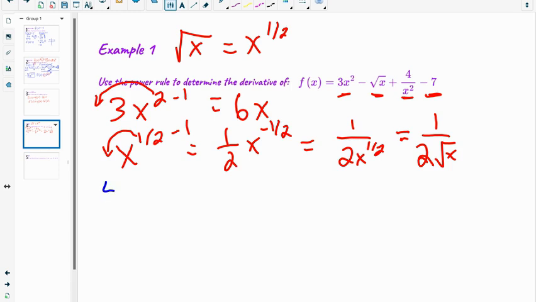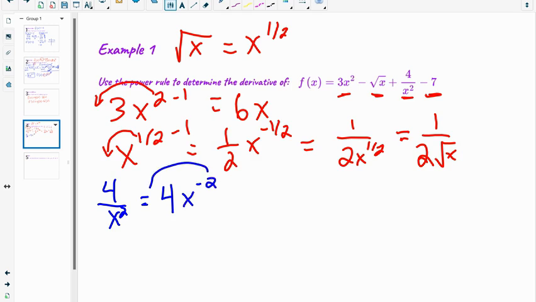We got 4 over x squared. Now, can I bring down that 2? No, I don't want it to be in the denominator. If it's in the denominator, I have to use a different rule, which we haven't gone over yet. So this would be 4x to the negative 2.